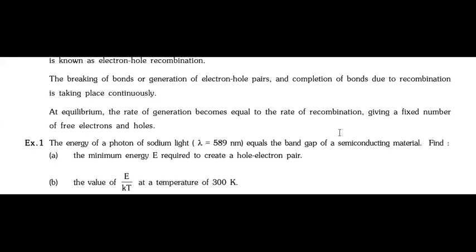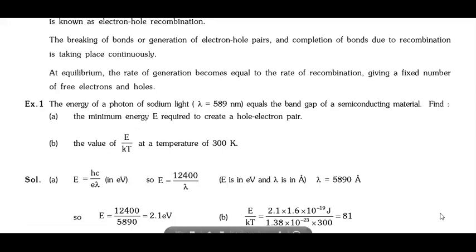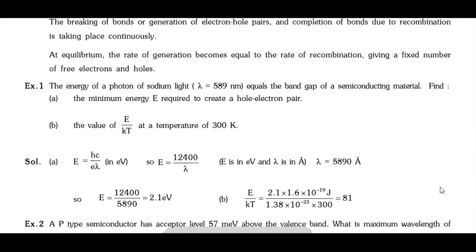B is also easy. E by kT you can calculate. The value of k is R by Na. I'll just give you the value of k. It's just calculation. I hope all of you can solve this. Very basic.